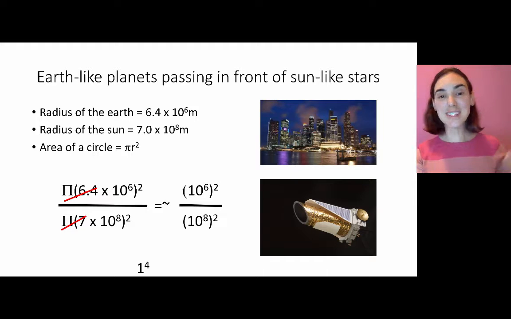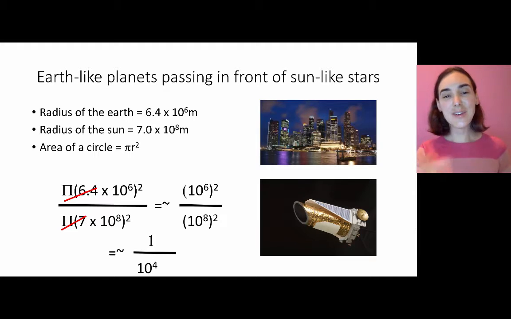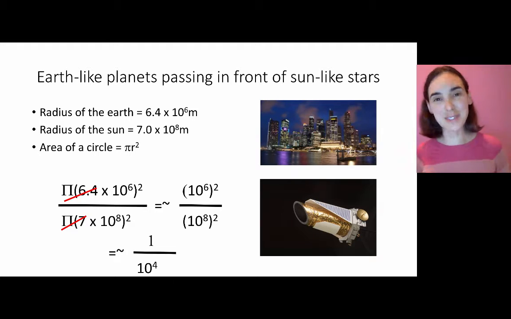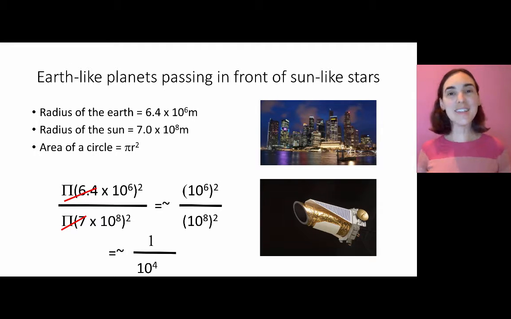And that's going to give us 10 to the 12th divided by 10 to the 16th, which will be 10 to the 4th in the denominator there, because 10 to the 12th divided by 10 to the 16th is 1 over 10 to the 4th. So we have 1/10,000th of the light from the Sun is blocked when the Earth goes in front of it. And that doesn't depend on how far away from the Sun the Earth is.